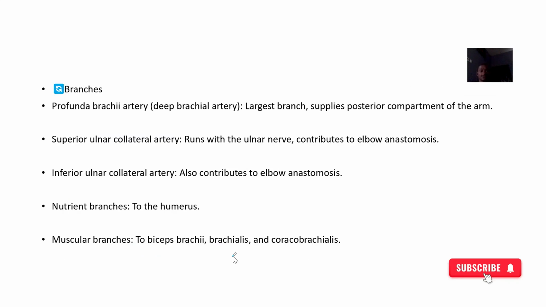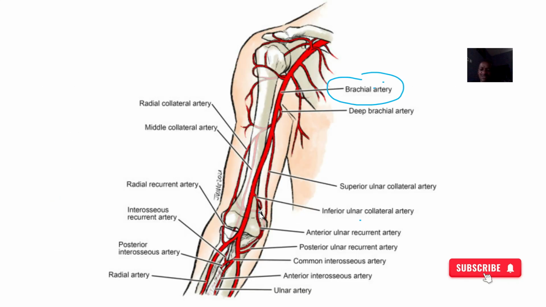Okay, now the various branches of this artery. It gives rise to the profunda brachii artery, also known as the deep brachial artery, which supplies the posterior aspect of the arm. It also gives rise to the superior ulnar collateral artery, which runs with the ulnar nerve and contributes to the elbow anastomosis. It also gives rise to the inferior ulnar collateral artery. It's quite simple once you have been following me with your atlas. You can see the superior ulnar collateral artery, the inferior ulnar collateral artery, all those branches are there.